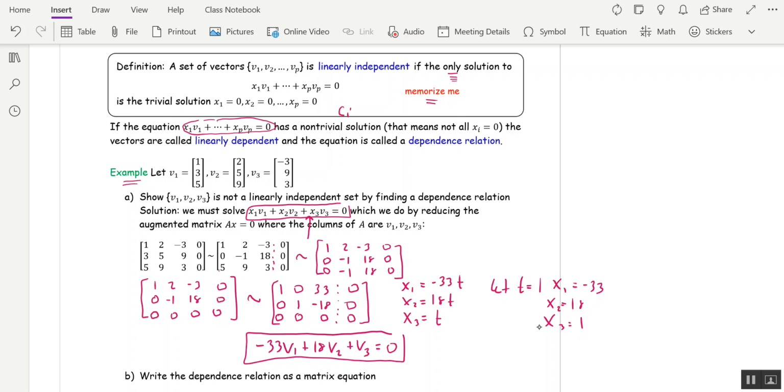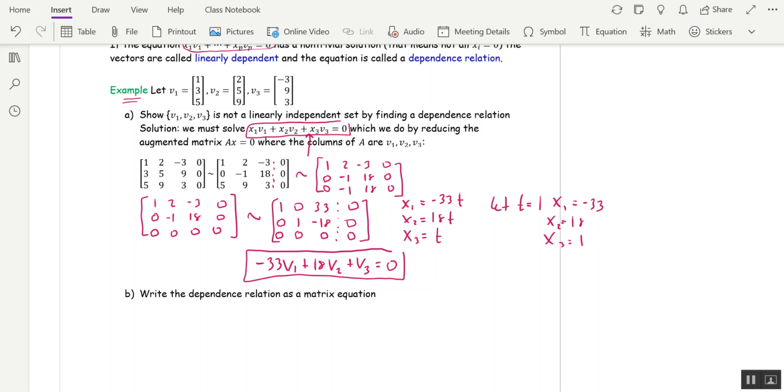Okay, write that as a matrix equation. Okay, so I'm going to copy down the matrix A, which is V1, V2, V3 as the columns. So 1, 3, 5, 2, 5, 9, negative 3, 9, 3. If I multiply by the vector negative 33, 18, 1, I'm going to get 0, which is the 0 vector. So matrix equation, vector equation.